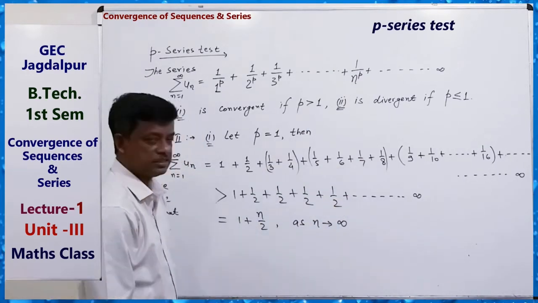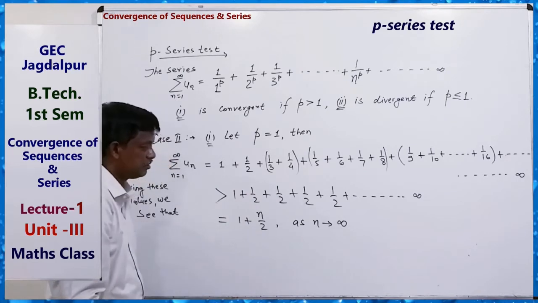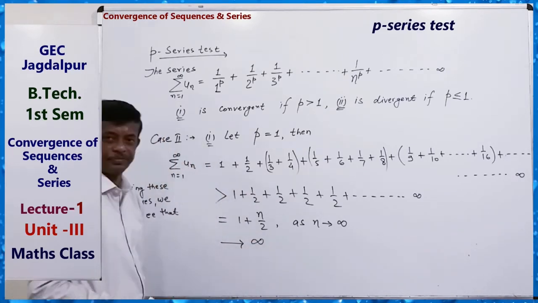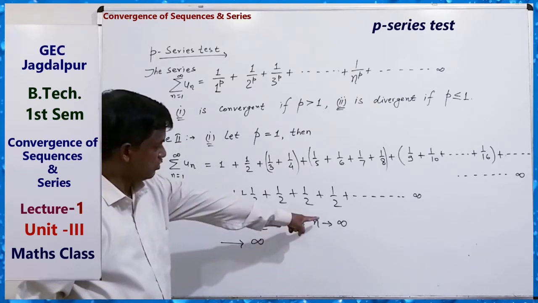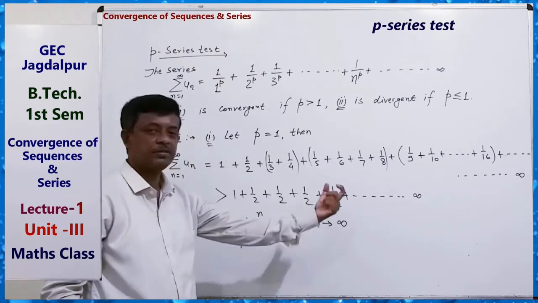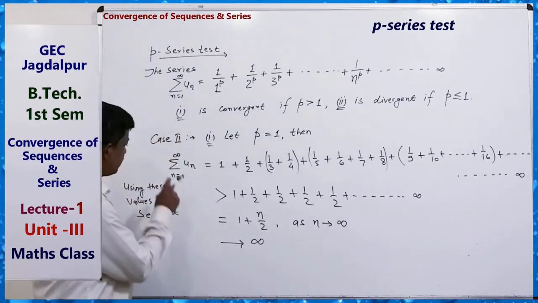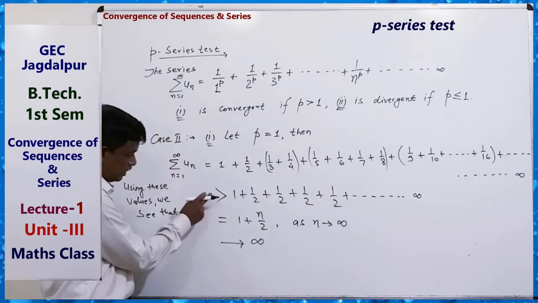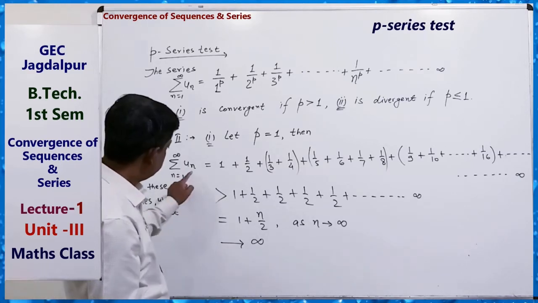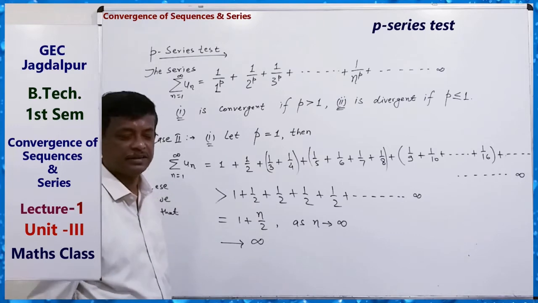So we can write it like this. This is tending to what? Infinity. As n tends to infinity, finite plus infinity tends to infinity. So this is greater than infinity. That means what? This is divergent. Okay.